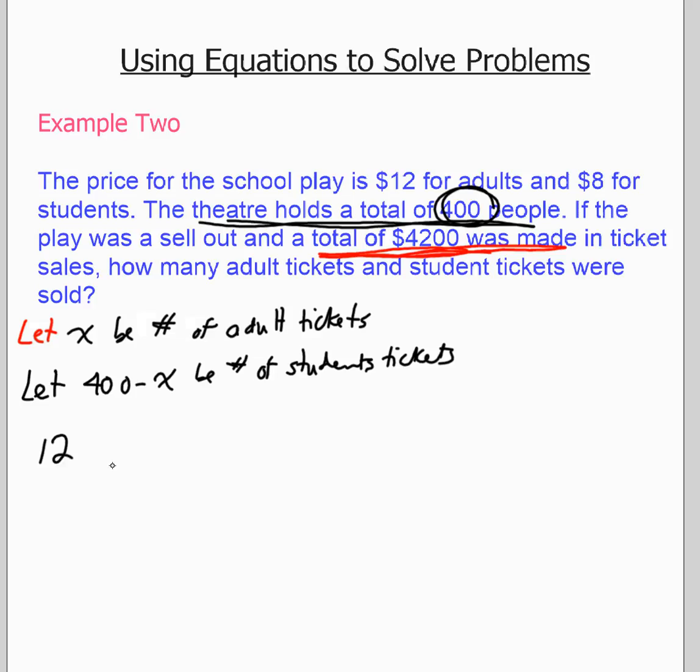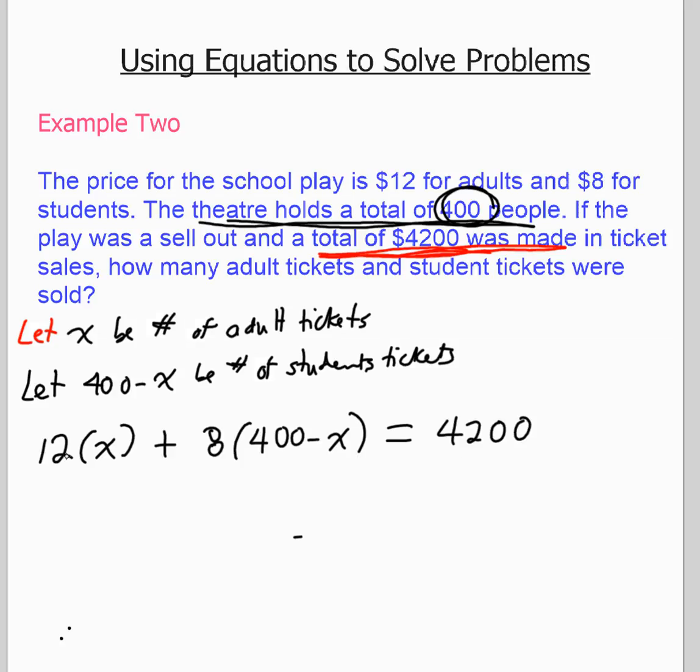So each adult ticket is $12 times X number of tickets. So if it was 10, that would be 12 times 10. If it was 20, it would be 12 times 20. Likewise, student tickets are $8 each. So we do the cost of one ticket times the number of tickets sold. Really important that you use brackets. It's not just 8 times 400. It's 8 times 400 minus X. So you have to have these brackets. Now, this is amount of money made. Now we can make it equal to amount of money made.